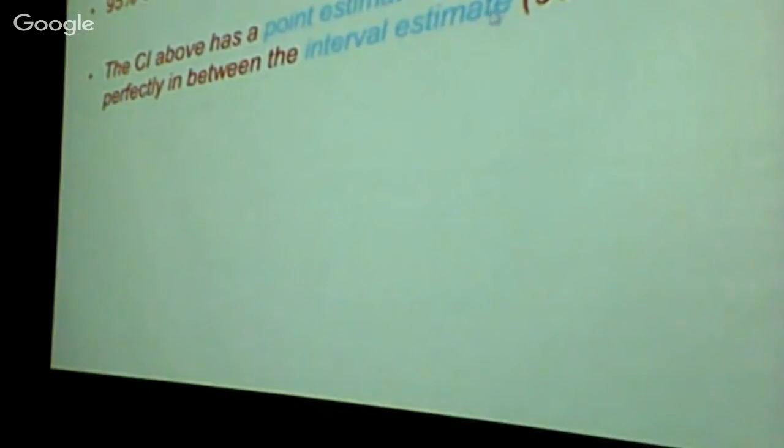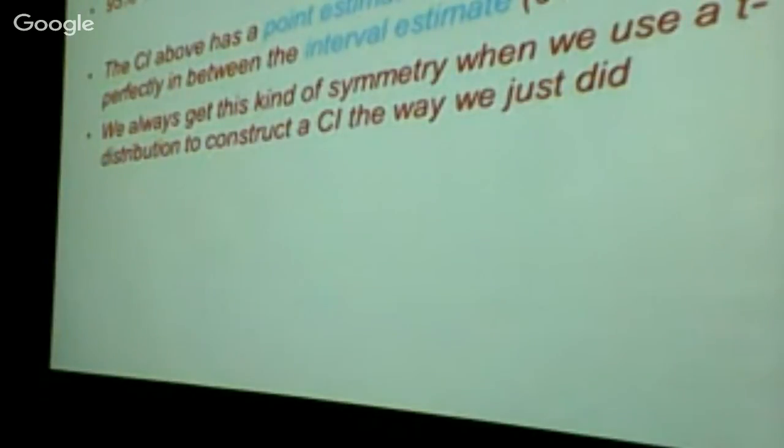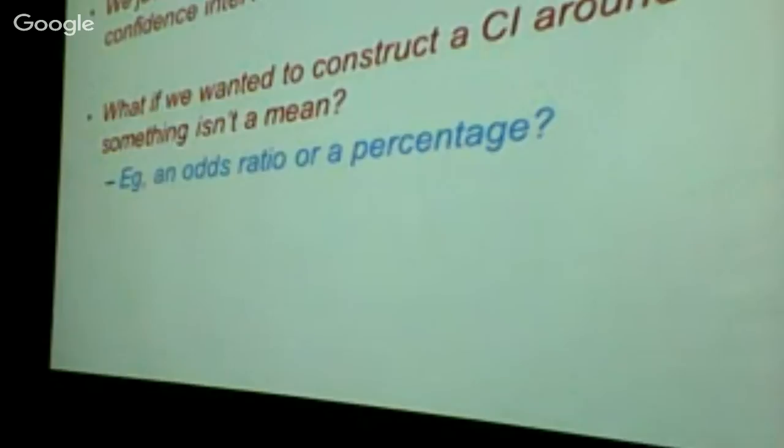So we have a point estimate and we have an interval estimate. Notice there's symmetry here. My point estimate is exactly at the center of my confidence interval. That's very convenient. It's not always the case. We just use a t-distribution to construct a confidence interval around a mean. That's standard. If it's a mean, we use a t-distribution.